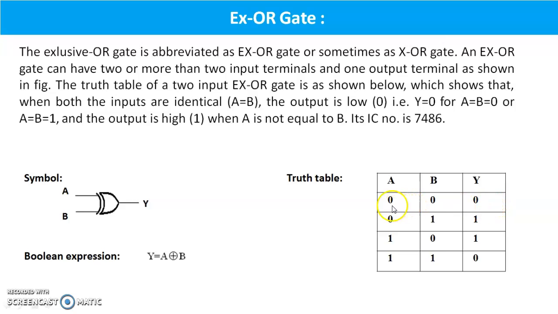In the truth table, when A and B both are 0, 0, the output will be 0. If the input is 0, 1, it is odd. For odd number of inputs, the output will be active high. For 1, 0 input, again the output will be active high. For 1, 1 input, the output will be active low. And Boolean expression for XOR gate is Y is equal to A XOR B, and IC number for XOR is 7486. So this is the derived type of gate.